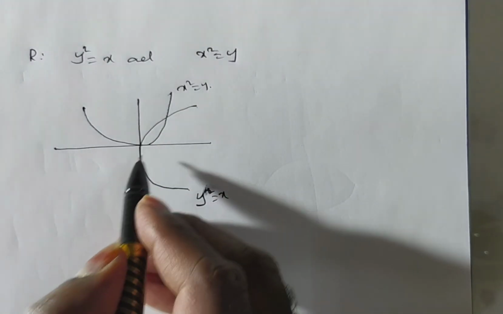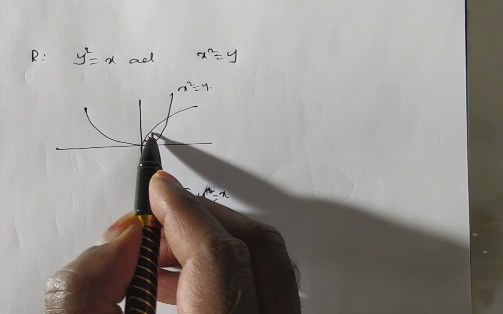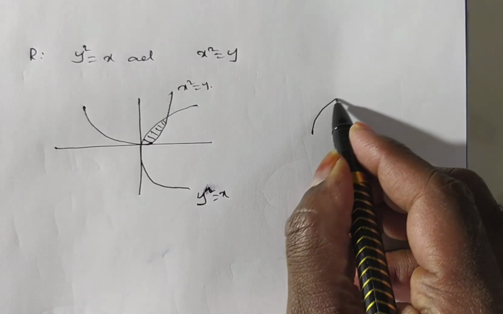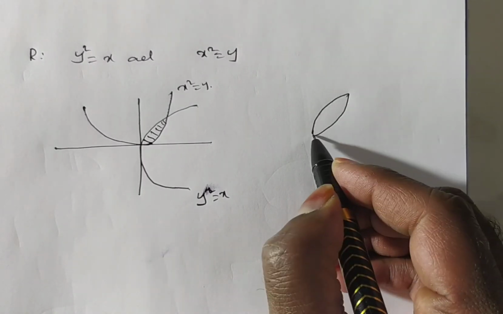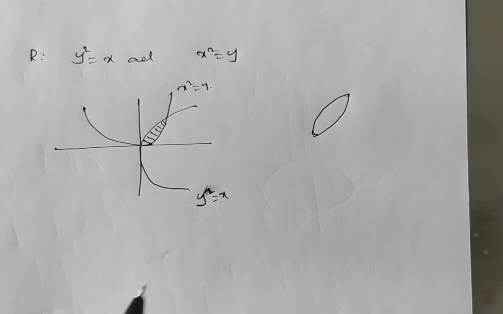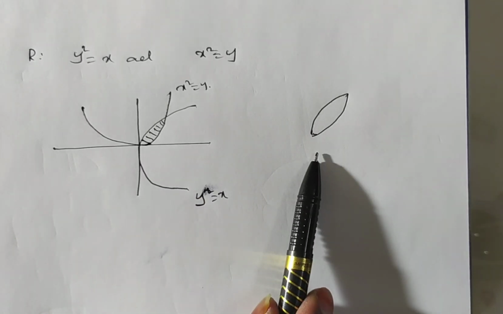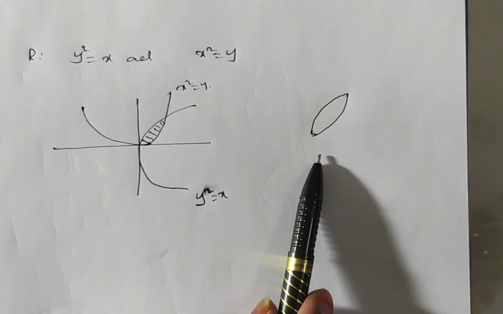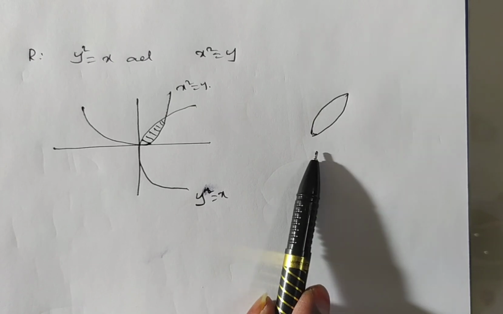So the region is the intersection of these two curves. You observe this is the region. For this region you want to find the limits. Here you observe, is it a square? No. Will you get limits of this region as independent? No. One should be independent, another one should be dependent, right?